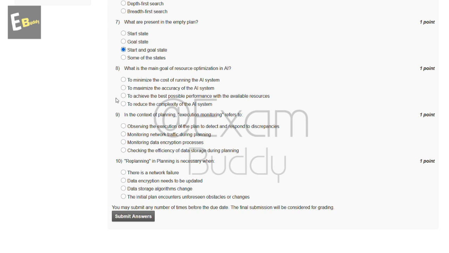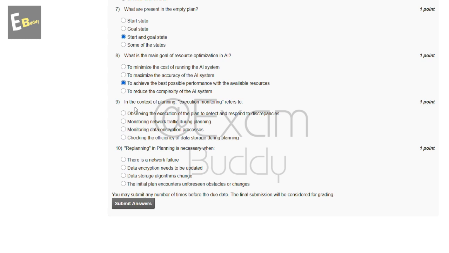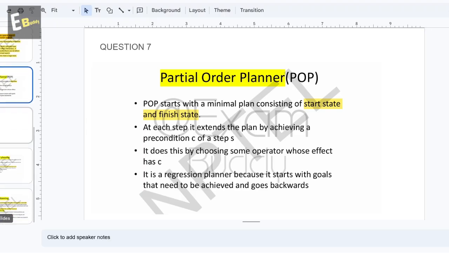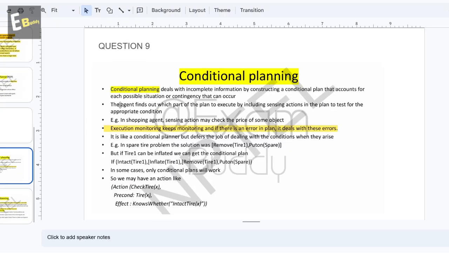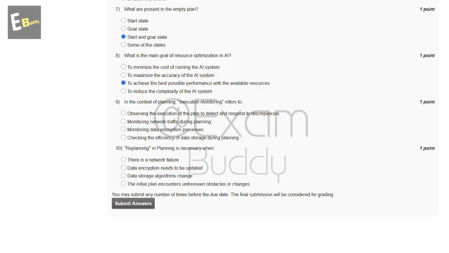Now the eighth question is, what is the main goal of resource optimization in AI? So these are the options, and the answer of our eighth question is C, to achieve the best possible performance with the available resources. Now, the ninth question is, in the context of planning, execution monitoring refers to. So these are the options. And now let's check the answer of our ninth question. Question nine, conditional planning, execution monitoring keeps monitoring, and if there is an error in plan, it deals with these errors. So the answer of our ninth question is A, observe the execution of the plan to detect and respond to discrepancies.